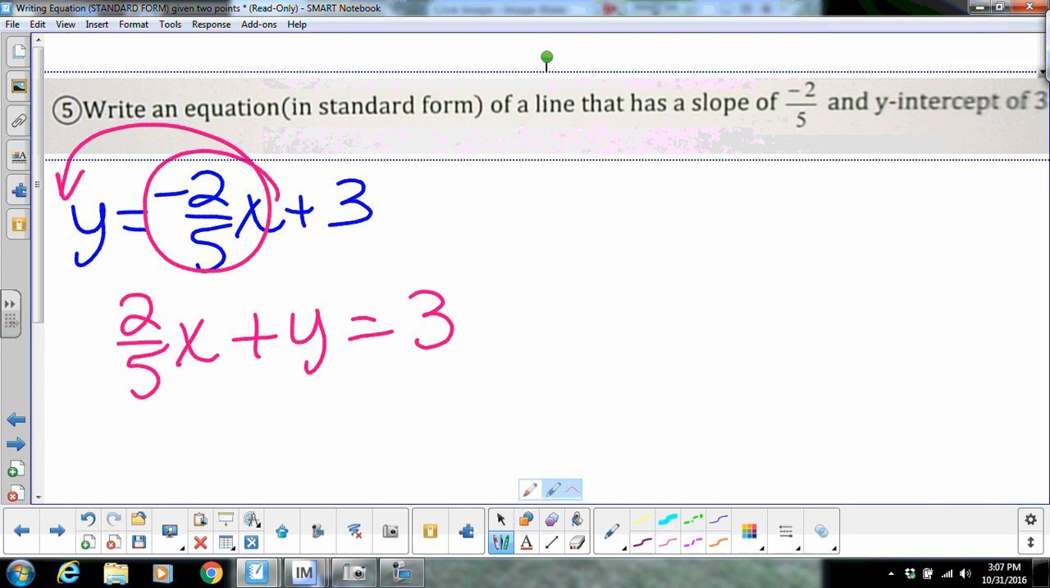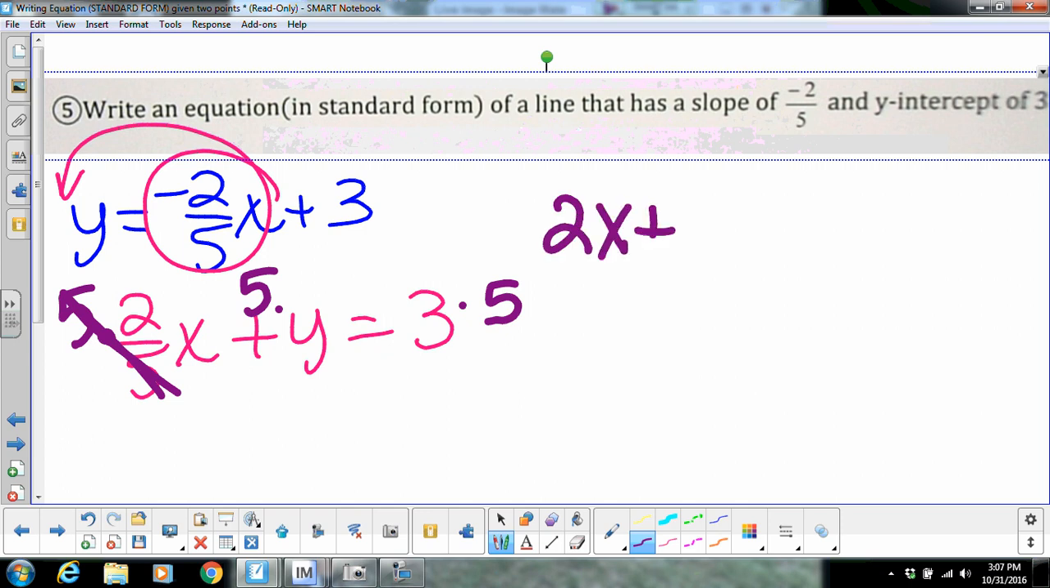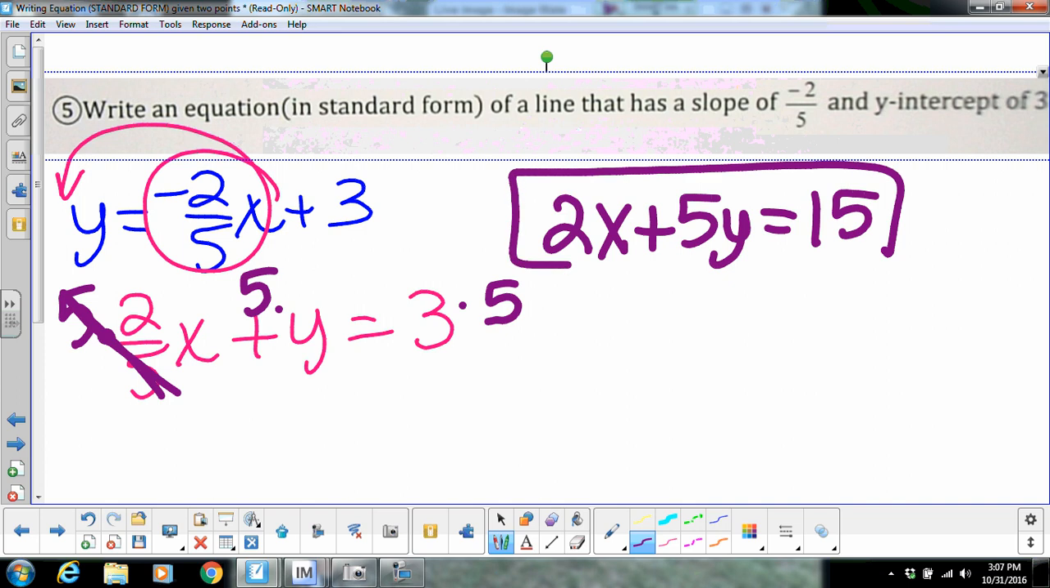So we'll move to our third criteria, which is cannot have a fraction. Remember, we get rid of our fraction by multiplying by the denominator, and that has to go to everything. These cancel, leaves me with 2x plus 5y equals 15.